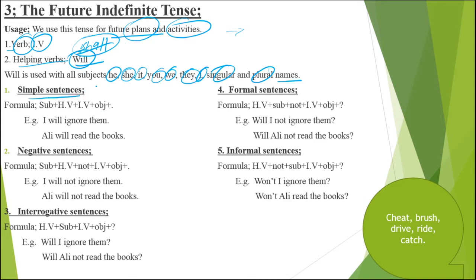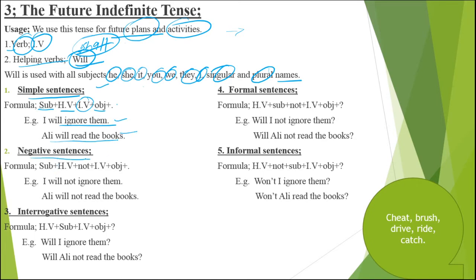The first one we will discuss, simple sentences. Those sentences which make a simple statement are called simple sentences. The formula for simple sentences is subject, helping verb, first form of the verb, object and full stop. I will ignore them. Ali will read the books. Now here that is the simple sentence.